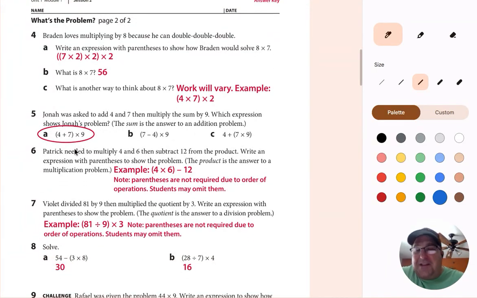You're fine, hon. Jonah was asked to add 4 and 7, then multiply the sum by 9. Which expression shows how he would do this? Remember, the sum is the addition problem. So if we're going to add 4 plus 7, we just have to make sure we're doing that first. And we can see the answer is A. That's in parentheses. We did that first. And then we multiply by 9.